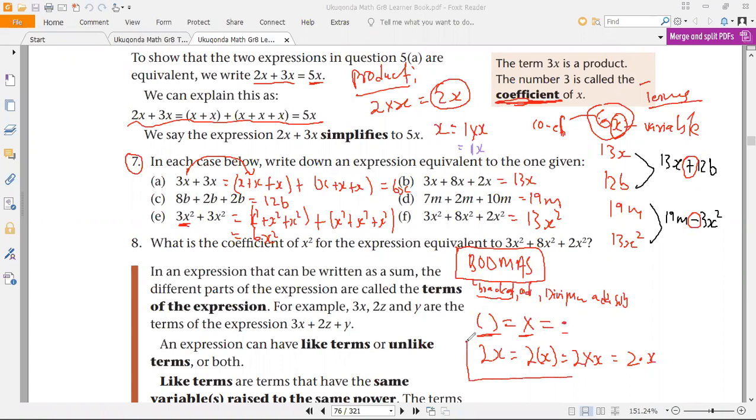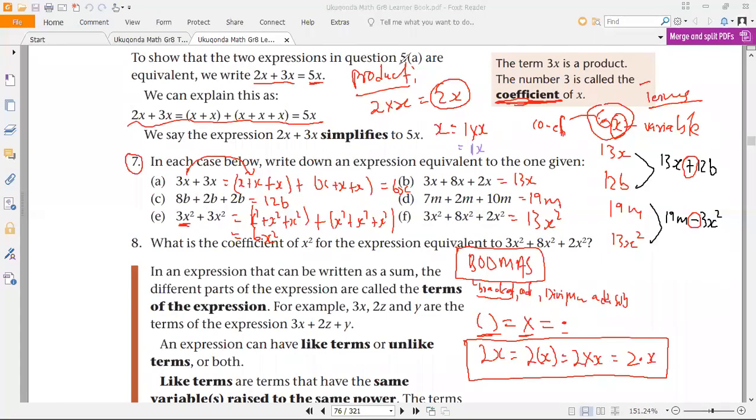So you see, I've got 4 ways of writing a product. I can write a product as that or that or that or that. Okay, so watch out for these things, and they are very, very important for you to understand.